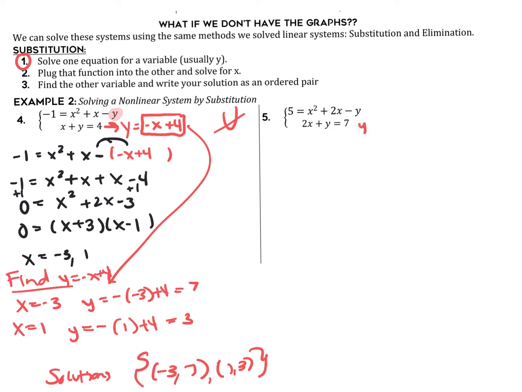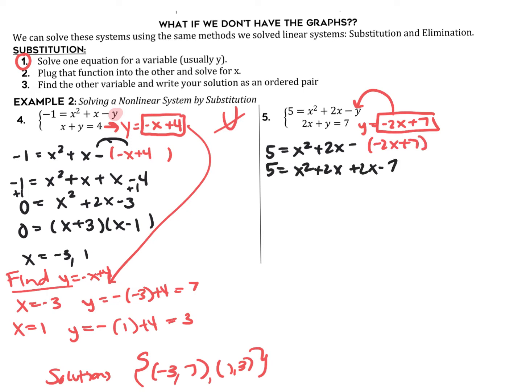All right, hopefully you had time to work through this. This is going to be y equals -2x plus 7, and I can plug that in for this y here. So 5 equals x squared plus 2x minus the quantity -2x plus 7. So if I distribute that negative sign, and then subtract 5 on both sides and combine like terms, I end up with this quadratic here. This quadratic also factors. 12 is going to be 6 times 2, so x plus 6, x minus 2.